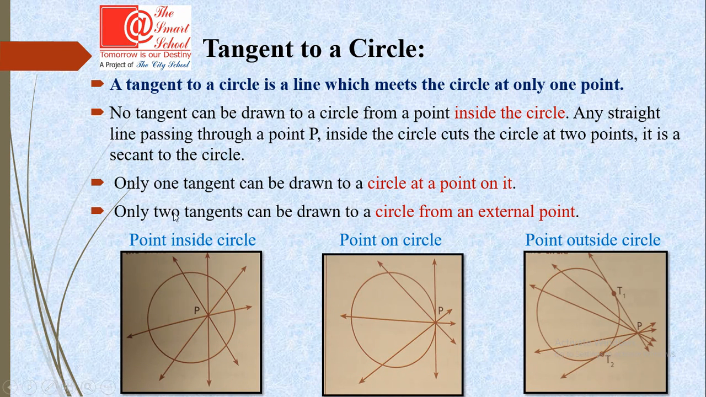Now, only 2 tangents can be drawn to a circle from an external point. Like over here, this is point P outside the circle, and this line is tangent and this line is tangent, because these 2 lines are touching the circle at 1 point only. So this is tangent and this is tangent. But all other lines, see this, are cutting the circle at 2 points. These are cutting the circle, and this one is also cutting the circle at 2 points.